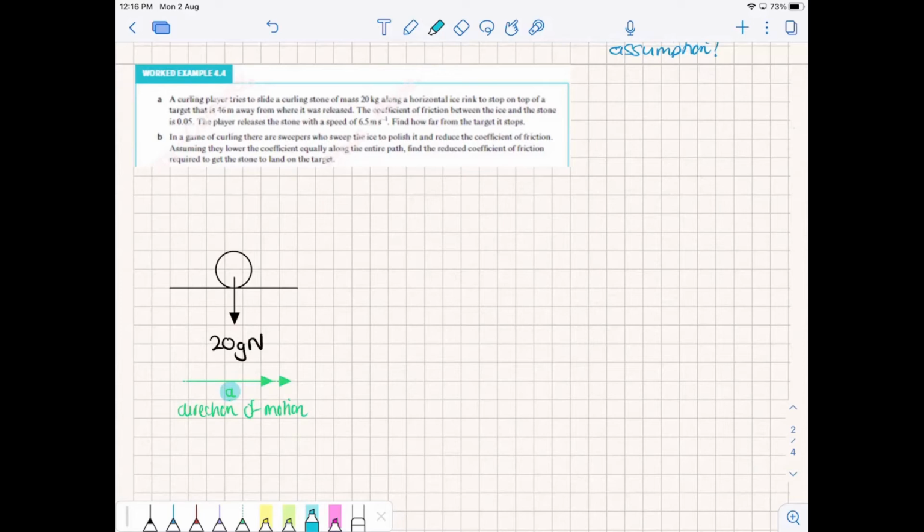Zara, what force is there going to be that's going to be slowing this object down? Friction. And in which direction will friction usually act? In the opposite direction. So friction usually acts in the opposite direction of motion. So we are going to make an assumption that the friction is acting in this direction. We're no longer going to call friction F, we're going to call friction like that.